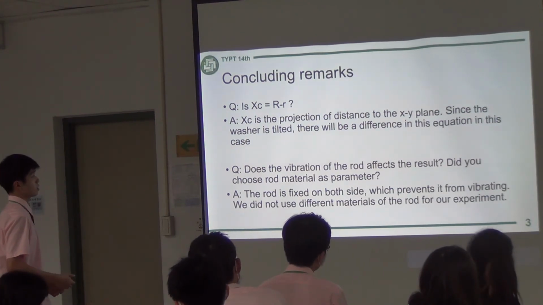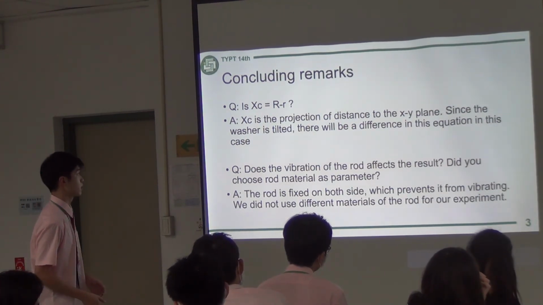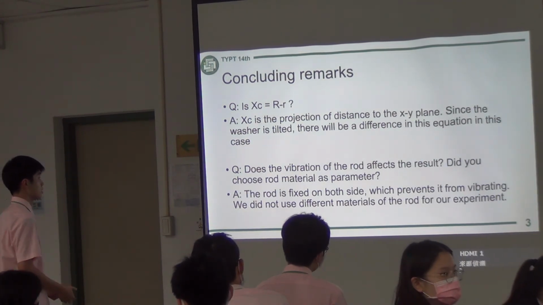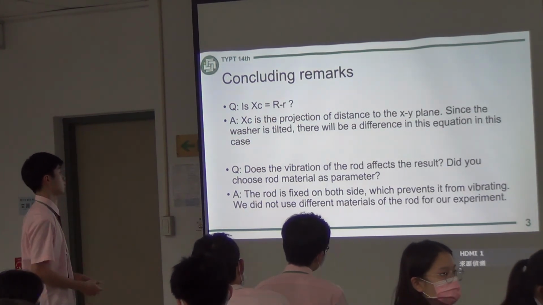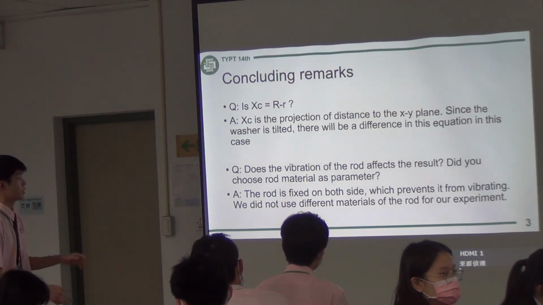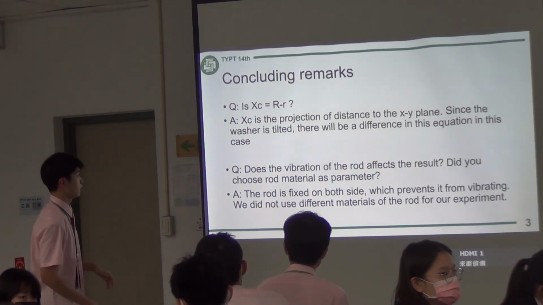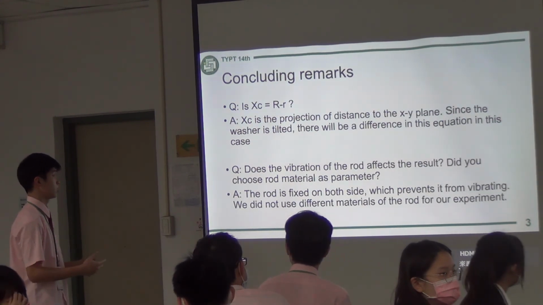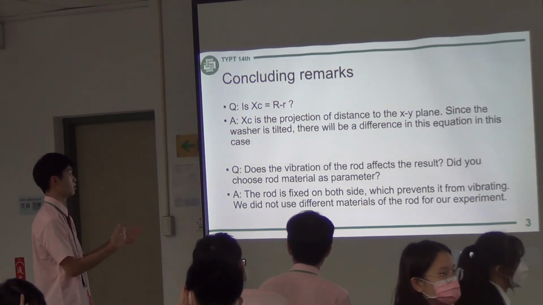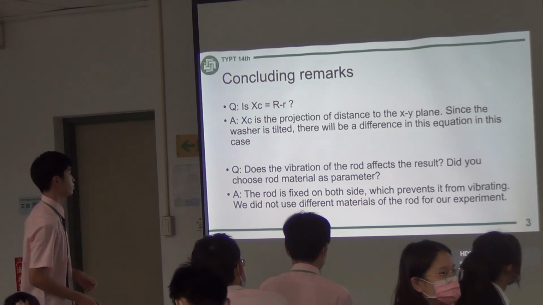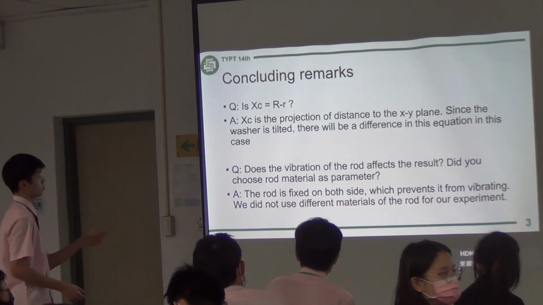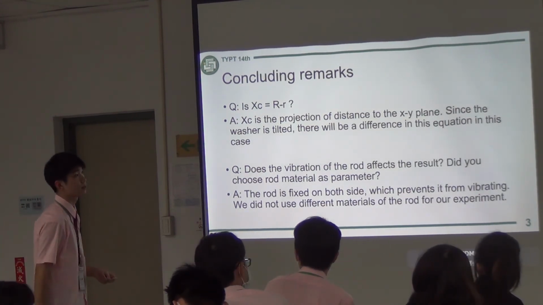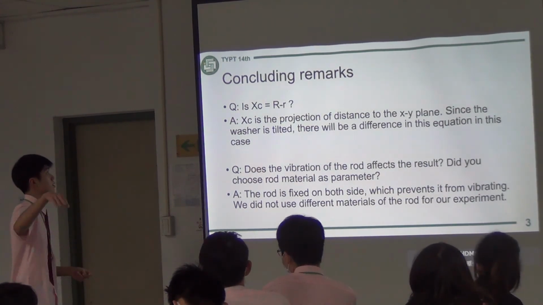Question four: does the vibration of the rod affect the result? Do you choose rod material as a parameter? My answer is that the rod is fixed on both sides, but this isn't shown in the demonstrated video because we have another experimental setup when analyzing the motion, which prevents it from vibrating. So we did not use different materials of the rod. Sorry for misunderstanding the reviewer's question.